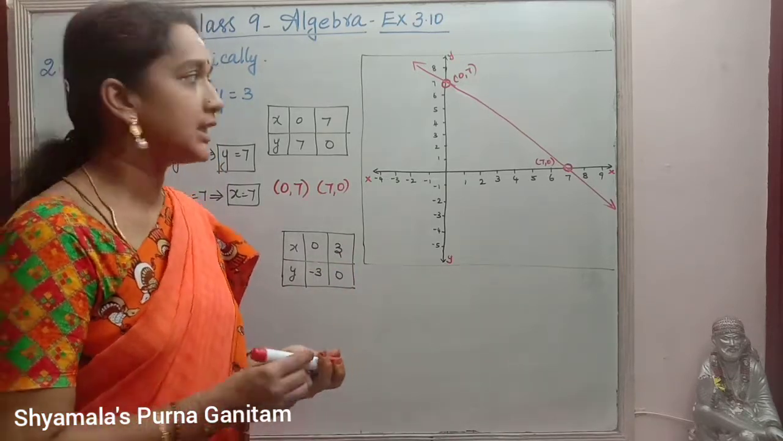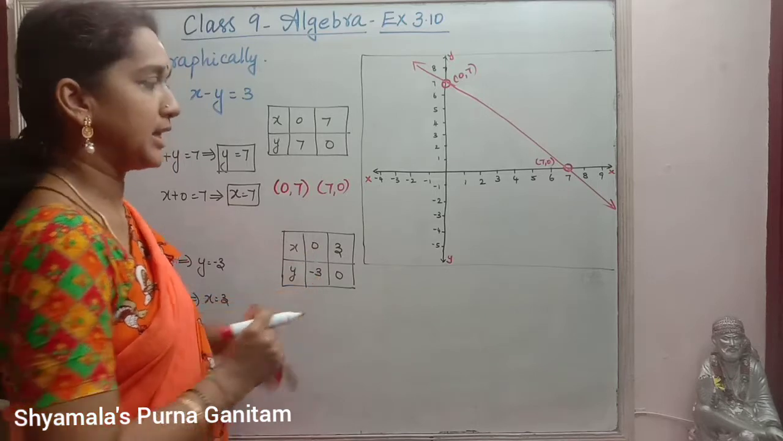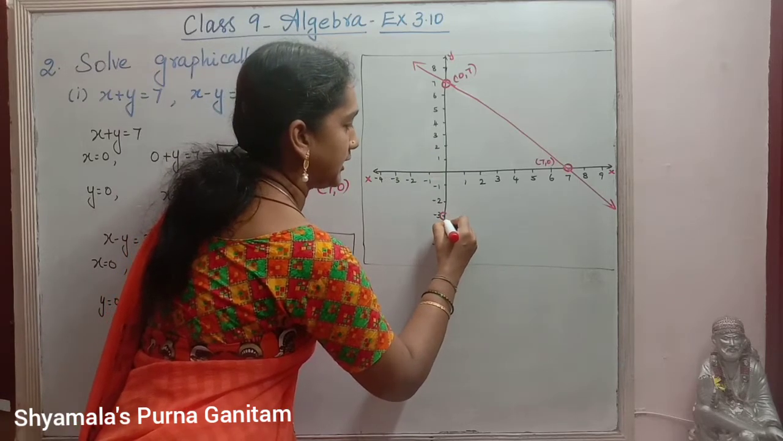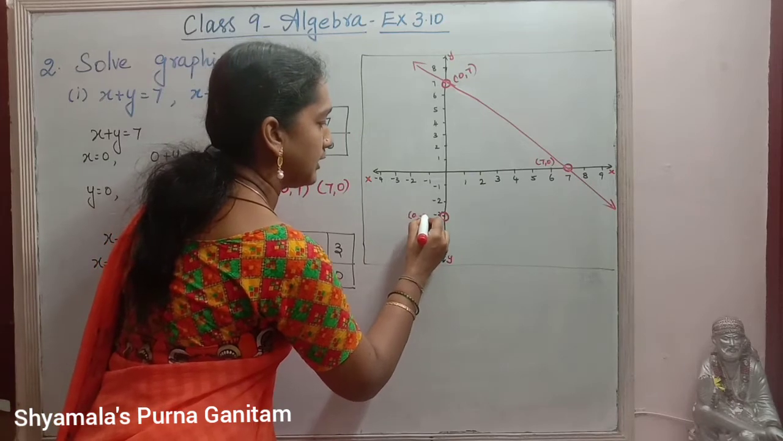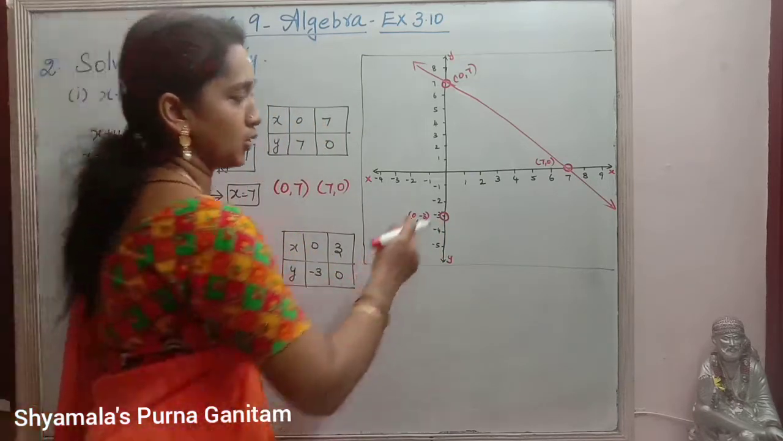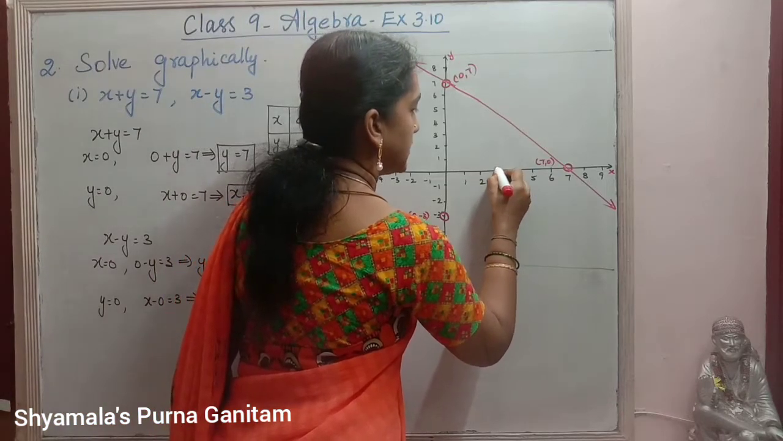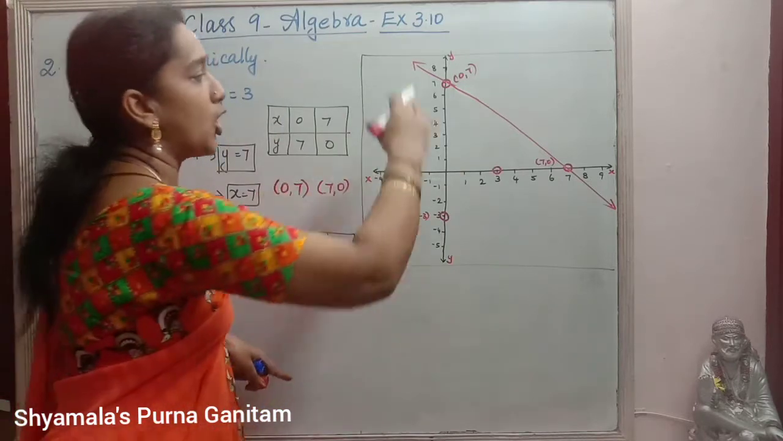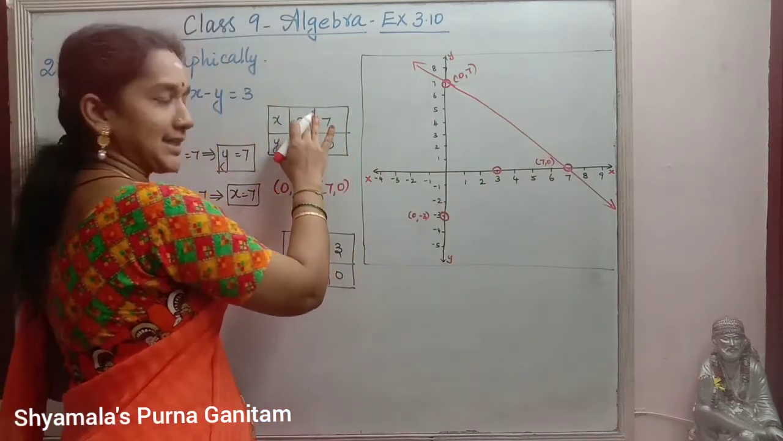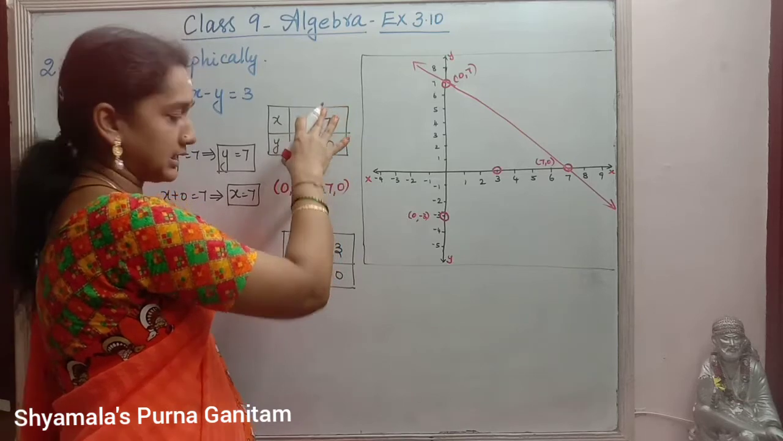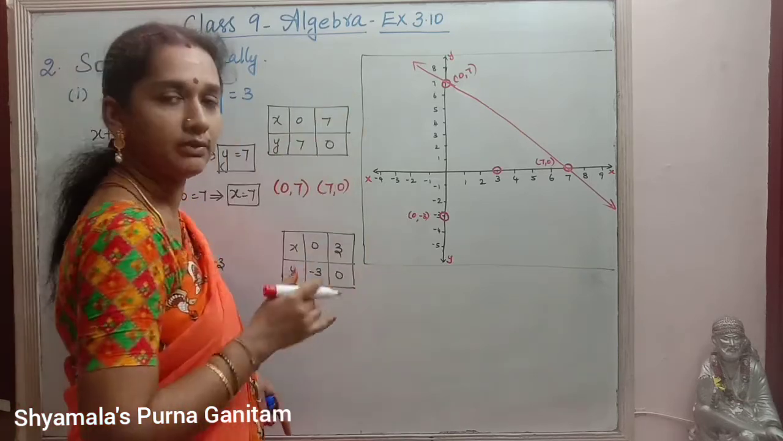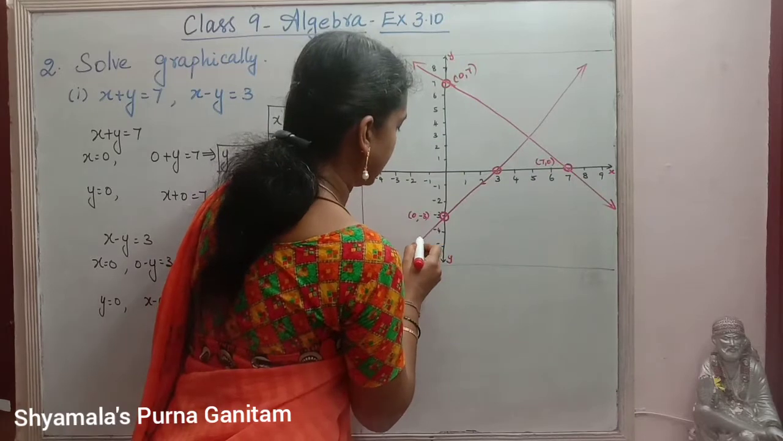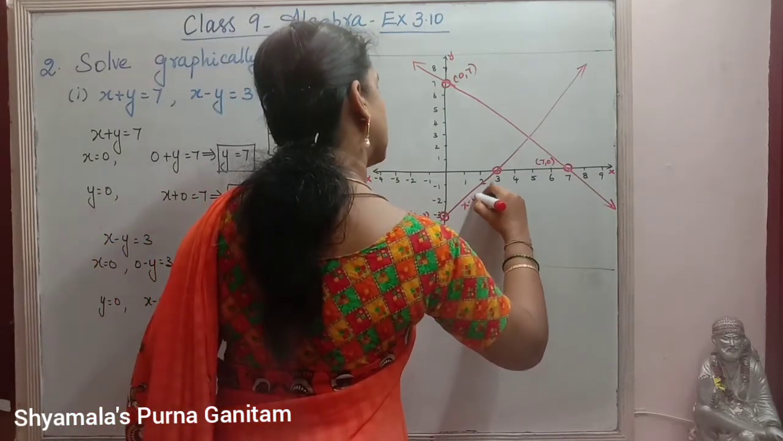These two points we will plot in the graph. 0, minus 3: 0 on the x axis, minus 3 on the y axis, so we will get it here. Then 3, 0: 3 on the x axis and 0 on the y axis, so it will be on the axis. All the points like 0, 7 and 7, 0 we get on the axes; in the same way, 0, minus 3 and 3, 0 we get on the axes. When we join these, we will get a graph like this. So this is the graph for x minus y is equal to 3.